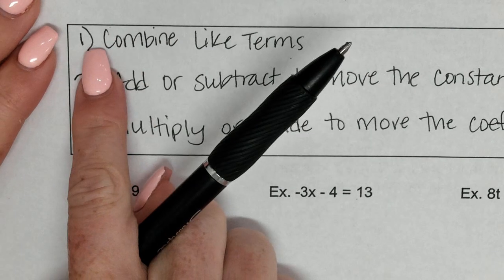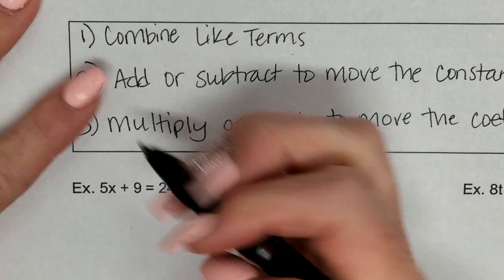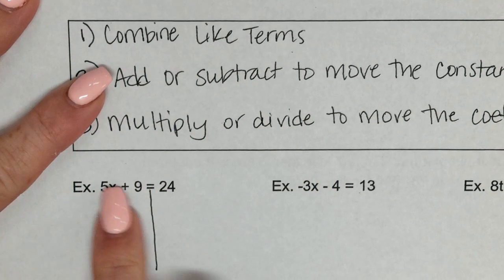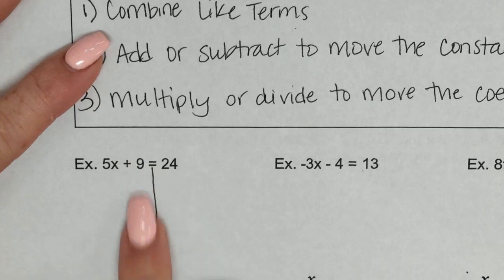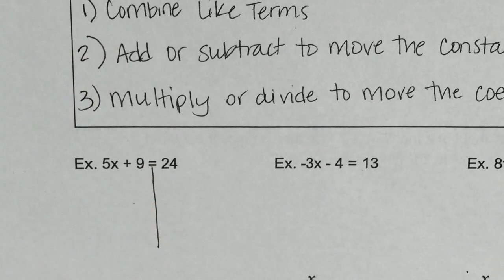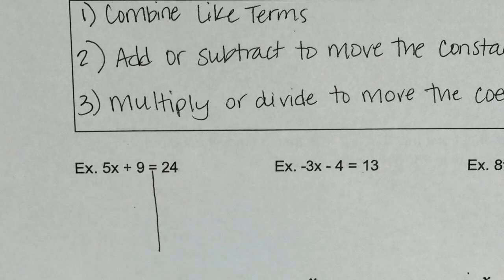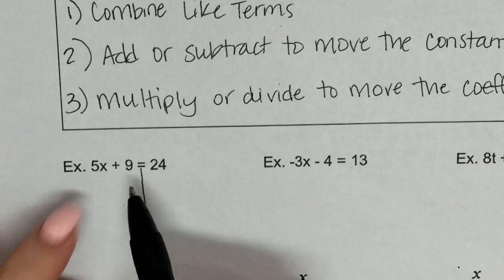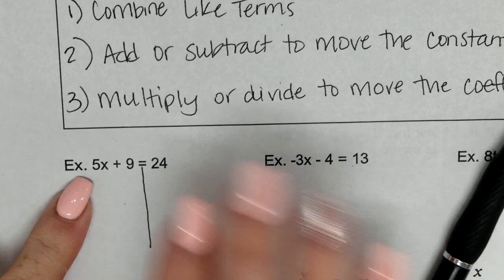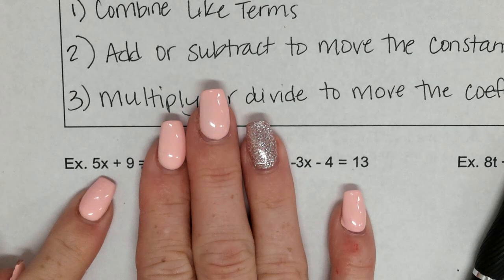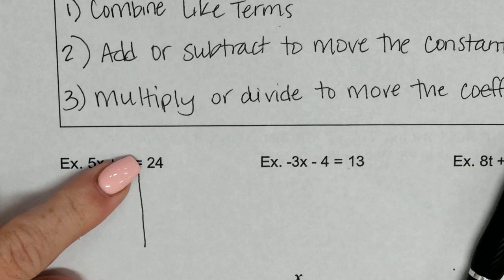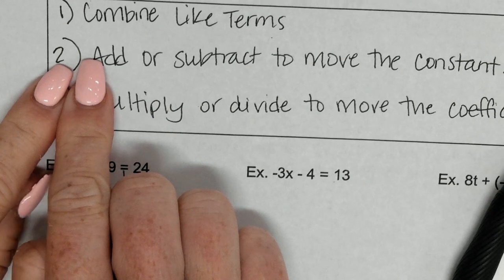Look at step 1, combine like terms. So here's the left side of the equal sign. Here's the right side. You don't have to do this part. I like to do it at first so y'all can see this is the left, this is the right. Whatever I do to the left, I have to do to the right. Okay. Are there any like terms on the left side that I can combine? No. Are there any on the right side? No. So I move to step 2.